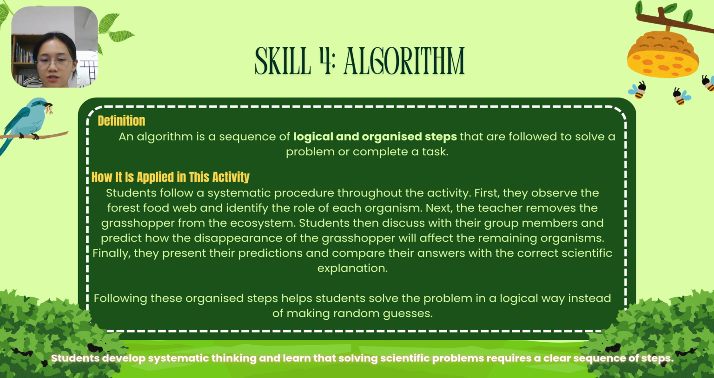After completing their discussions, each group will present their prediction to the class and explain the scientific reasoning behind the answers. So finally, the teacher will provide the correct scientific explanation and students compare their prediction with the actual outcome before reflecting on what they have learned. Following this organized sequence helps the students solve the scientific problem step by step rather than making random guesses. At the same time, the students develop systematic thinking and understand that scientific investigation requires a logical procedure supported by the evidence.